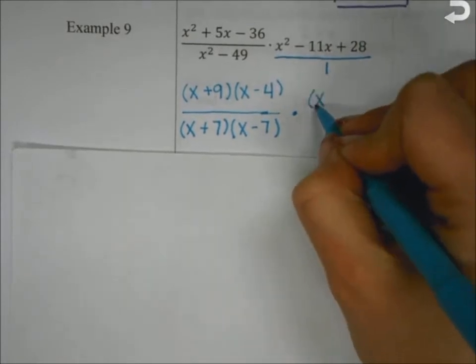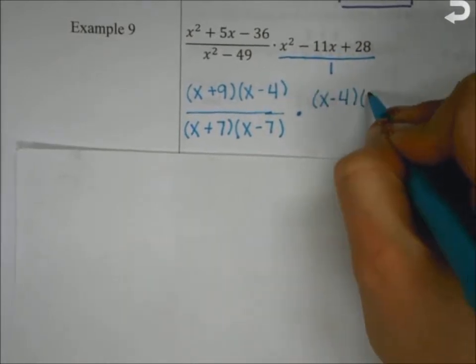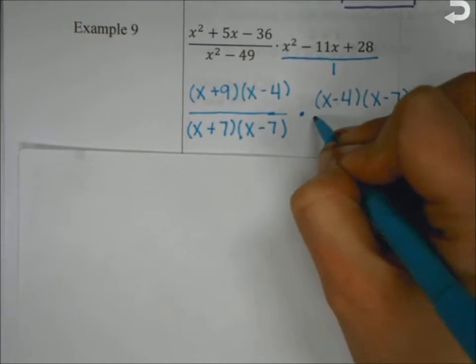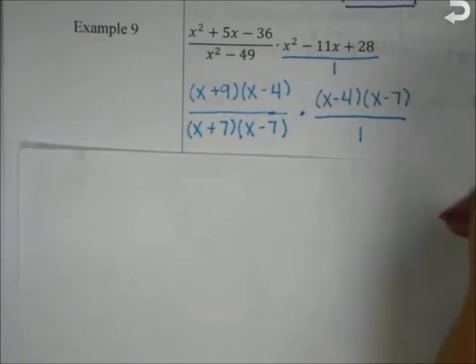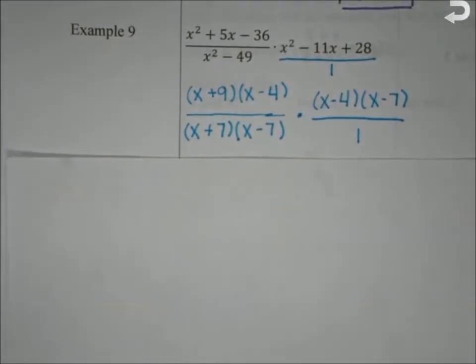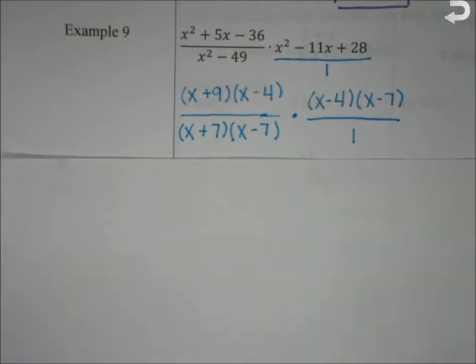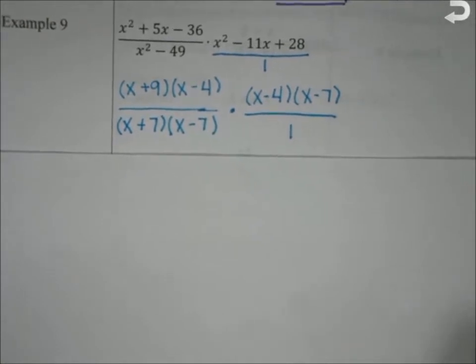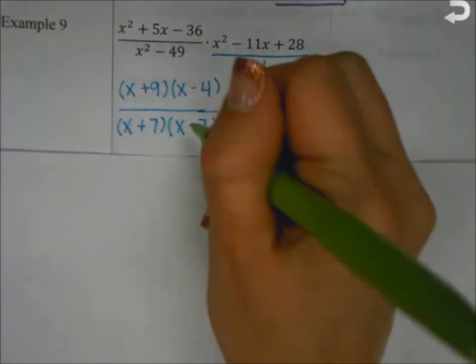Okay, so far so good? Okay, so what can cancel now? X minus 7 and x minus 7. Anything else? Do the x minus 4's cancel? No, we can only cancel if one is in the numerator and one is in the denominator.